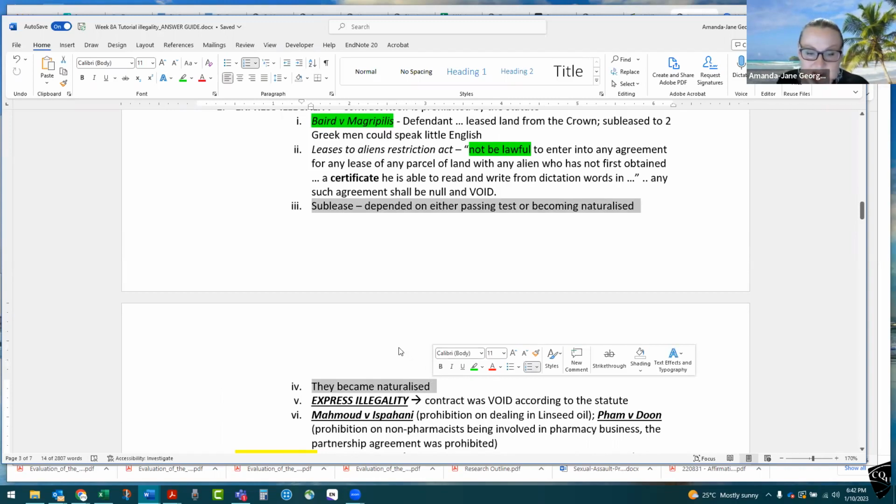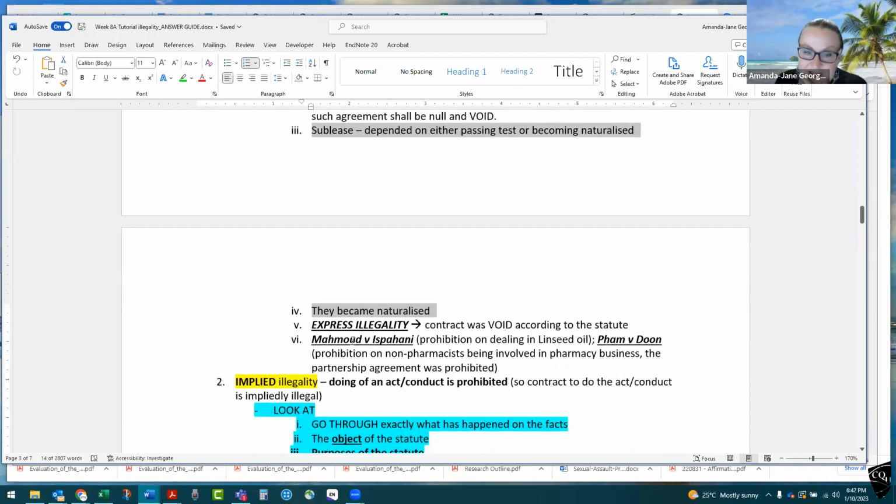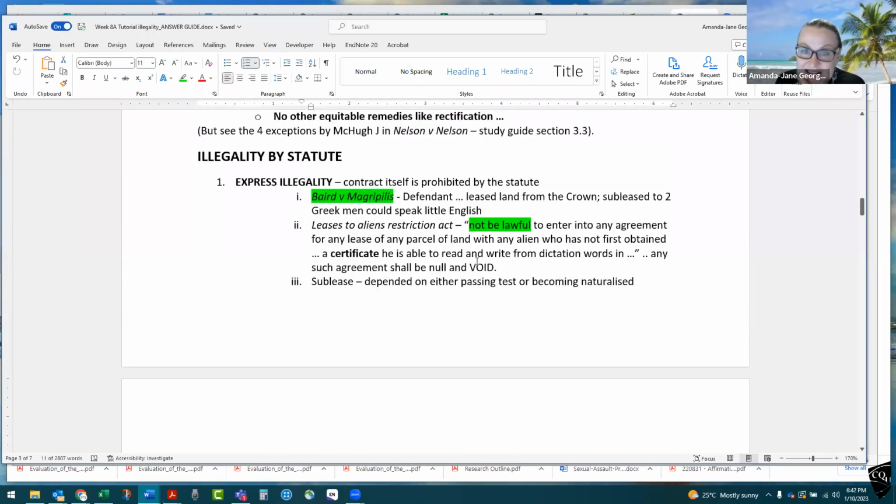The problem was that the legislation said it was not lawful to even enter into the agreement without the alien first obtaining a certificate that they could read and write from dictation, right? So it's no good in your sublease then saying, oh, everything's going to be sweet if you can either pass the test or become naturalised.